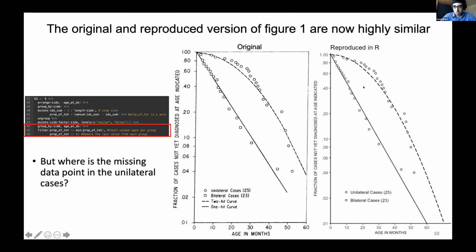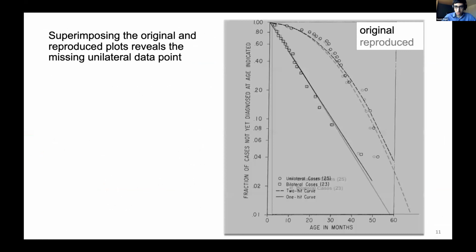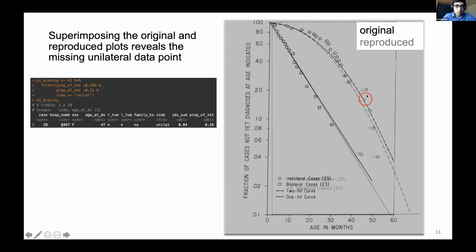It's kind of hard for me just to see visually what the differences were. So if you superimpose the two plots, just making one of them transparent, we can see that the original points are shown here in black, and the reproduced plots are shown in gray. There's actually a gray point here that doesn't have a partner black point. And so I wanted to see what that point was.